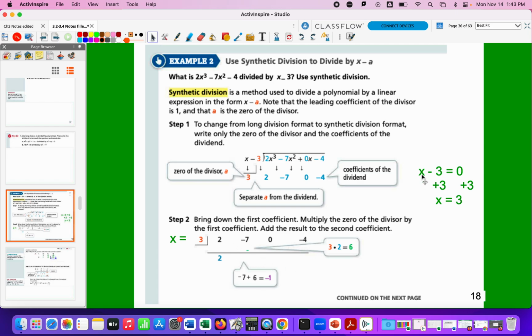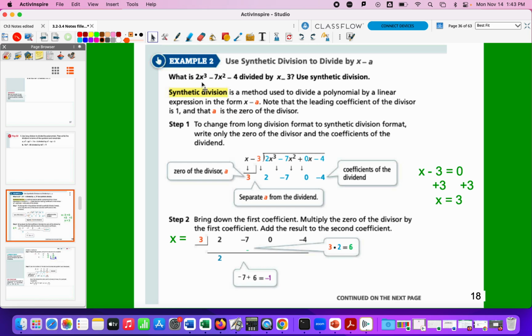All right, first thing is over on the side, we put what x is equal to. So notice I'm dividing by x minus 3, set that equal to 0, move your 3. So really what we're talking about is x equals 3. That's what's going to go on the outside here. So we're going to put a little 3 in a little box. The 2, negative 7, 0, negative 4 are the coefficients from the problem.